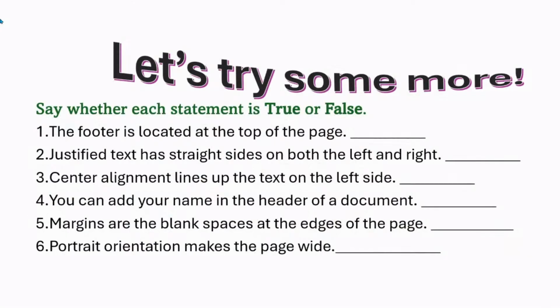So Jodian is saying false, no Jodian. And Determined Youth is saying true. So indeed this is true. Justify text has straight sides on both the left and right sides.